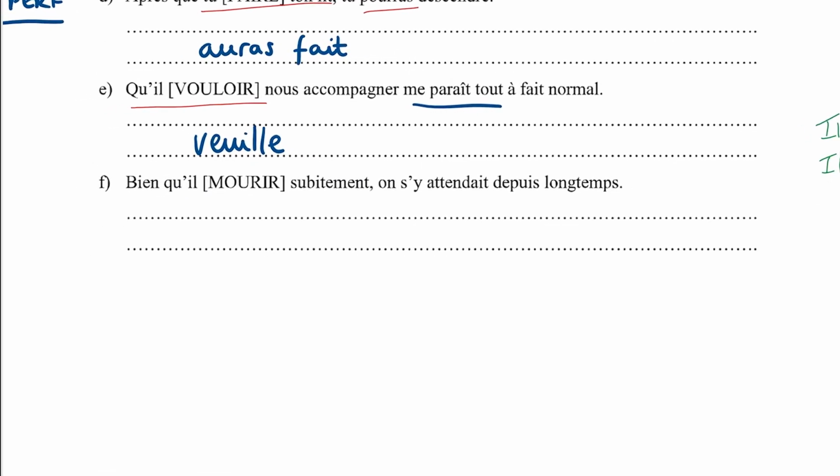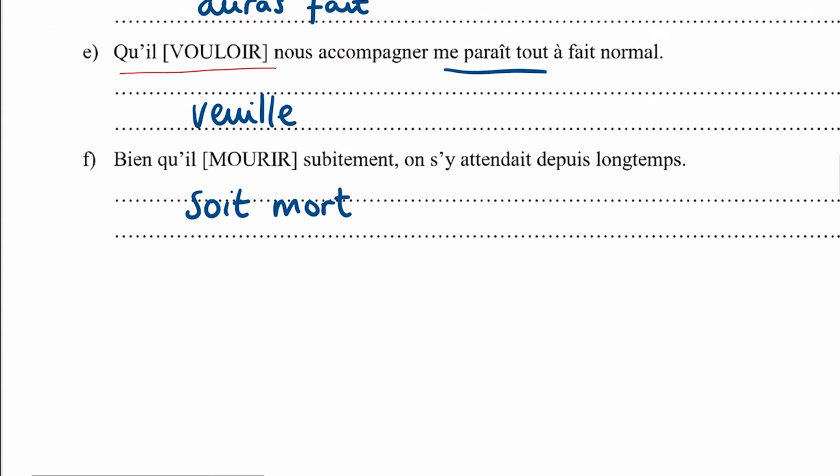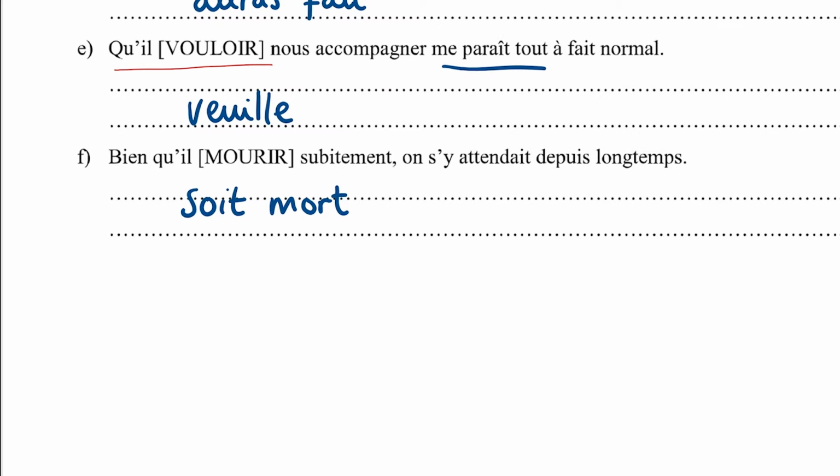This next sentence. So what tense are we in? We're in a past time frame. On s'y attendait depuis longtemps. We were waiting for it for a long time. Here you would have soit mort. Why is that? Well, we're in a past time frame. This verb here tells us that. On s'y attendait. We were waiting for it for a long time.